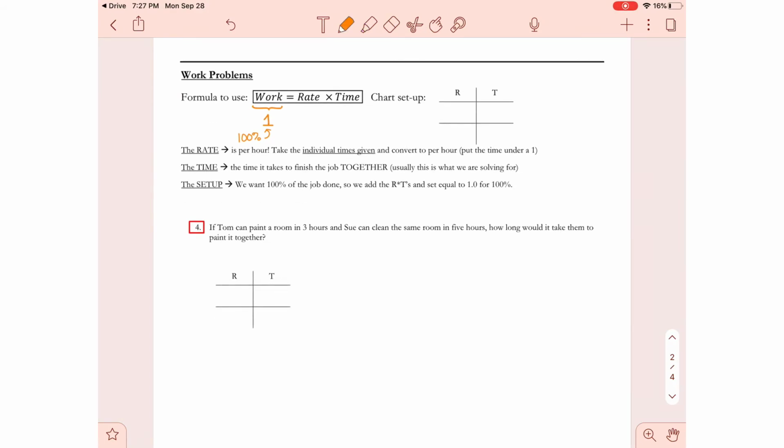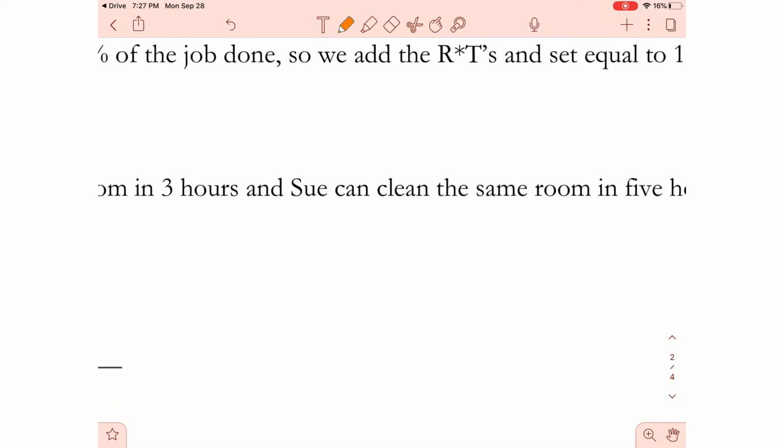Let's do a problem. It's pretty simple. If Tom can paint a room in 3 hours and Sue can, it should say paint the same room. Dang it, I thought I fixed that. Can paint the same room.